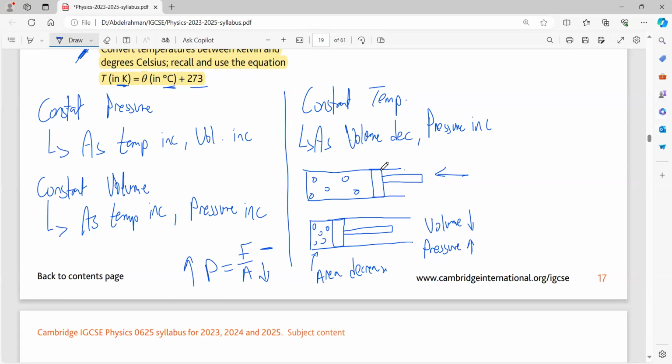This is inversely proportional due to one equation. You're only required to know one equation: pressure equals force over area. And that's it. Don't go into too much detail. Don't make it hard for yourself. It's very easy. Believe me, it's much easier than you think.